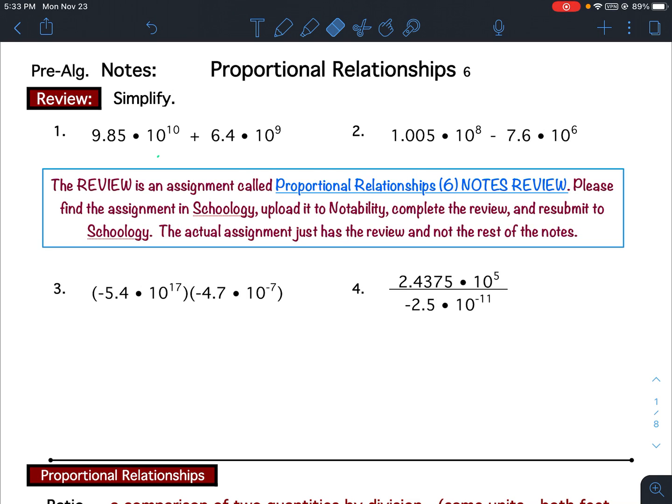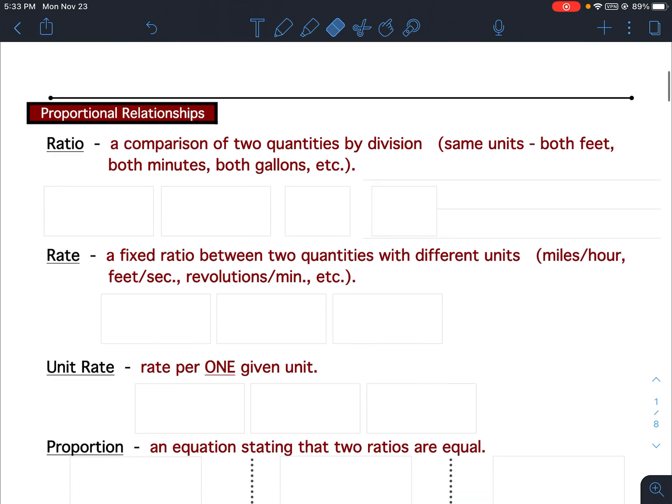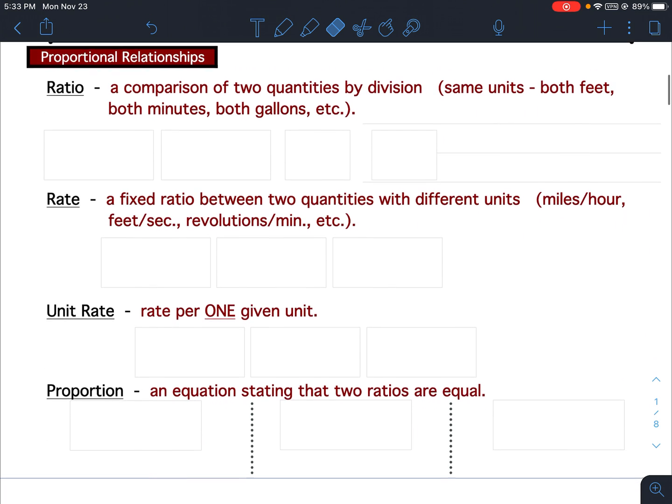The review is an assignment called Proportional Relationships Notes Review. Please find the assignment in Schoology, upload it to Notability, complete the review using Notability, and then resubmit it to Schoology. If you haven't done this already, just find it in Schoology, upload it to Notability, and then resubmit it. It's better to do it that way because the actual assignment is just the review and not the rest of the notes. All right, this lesson is on proportional relationships.